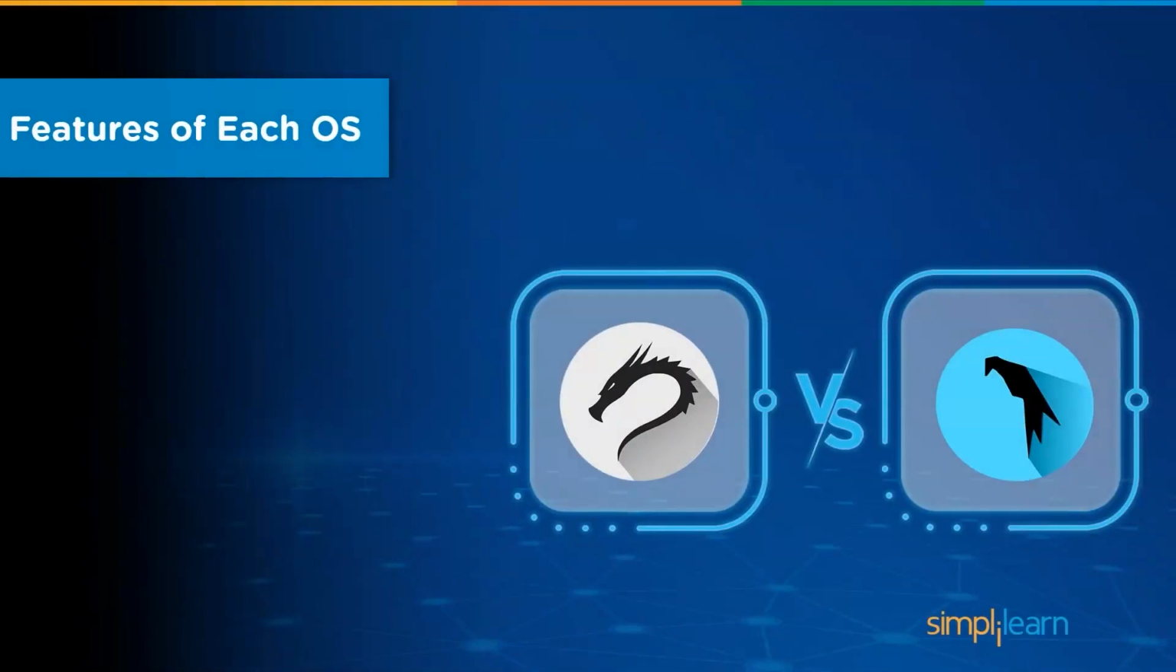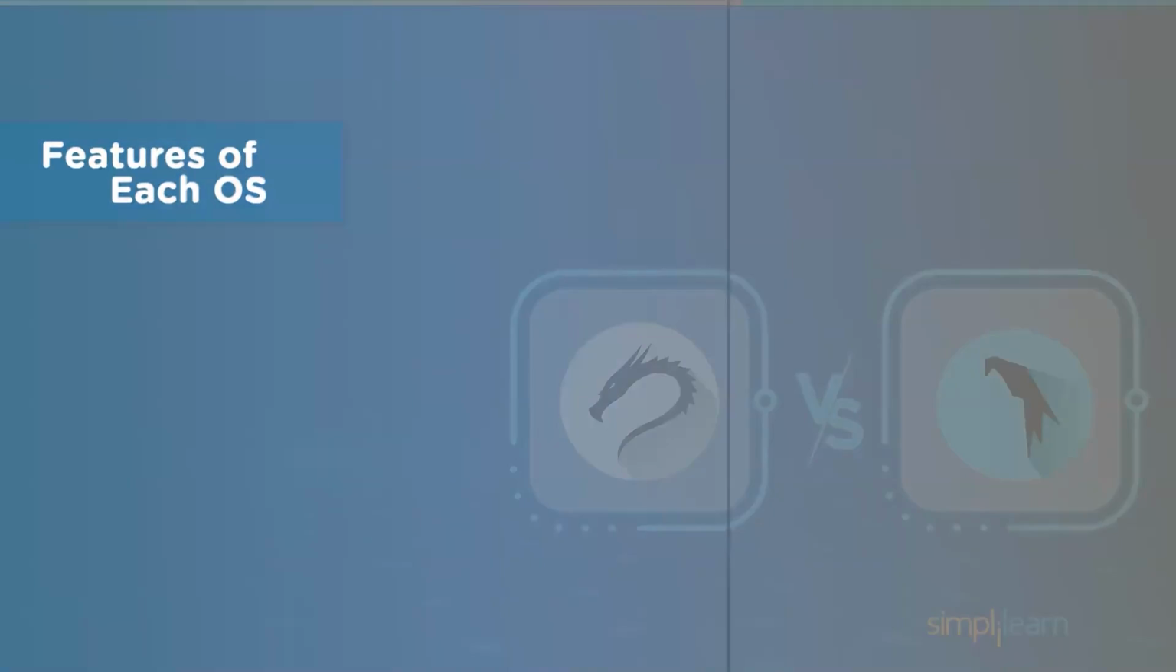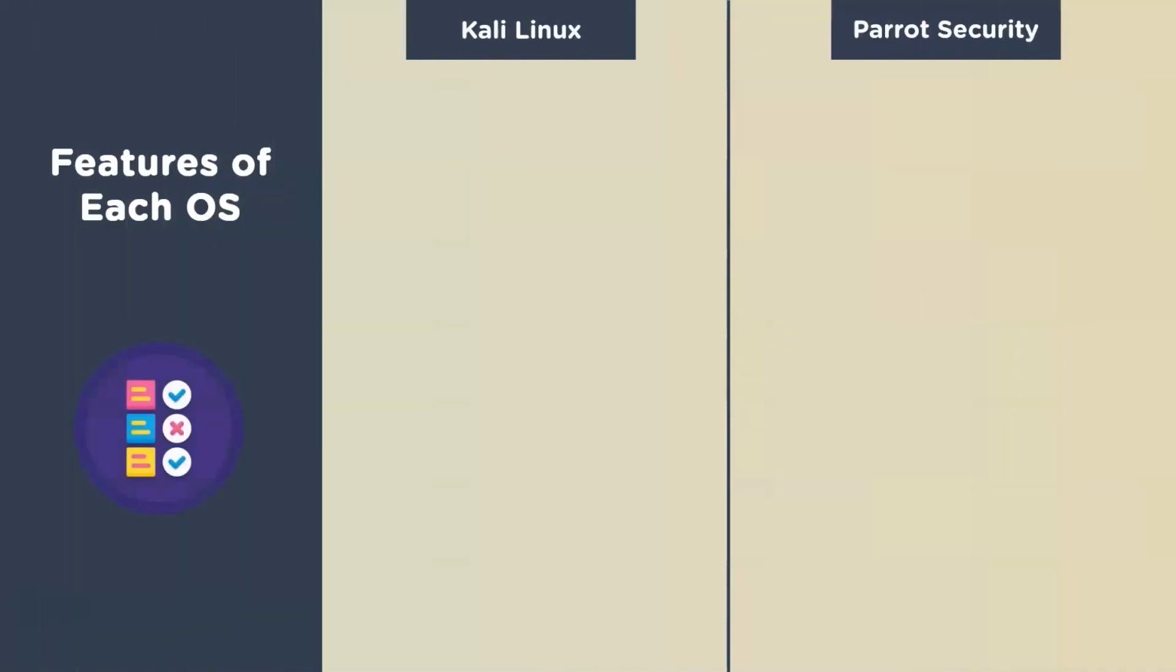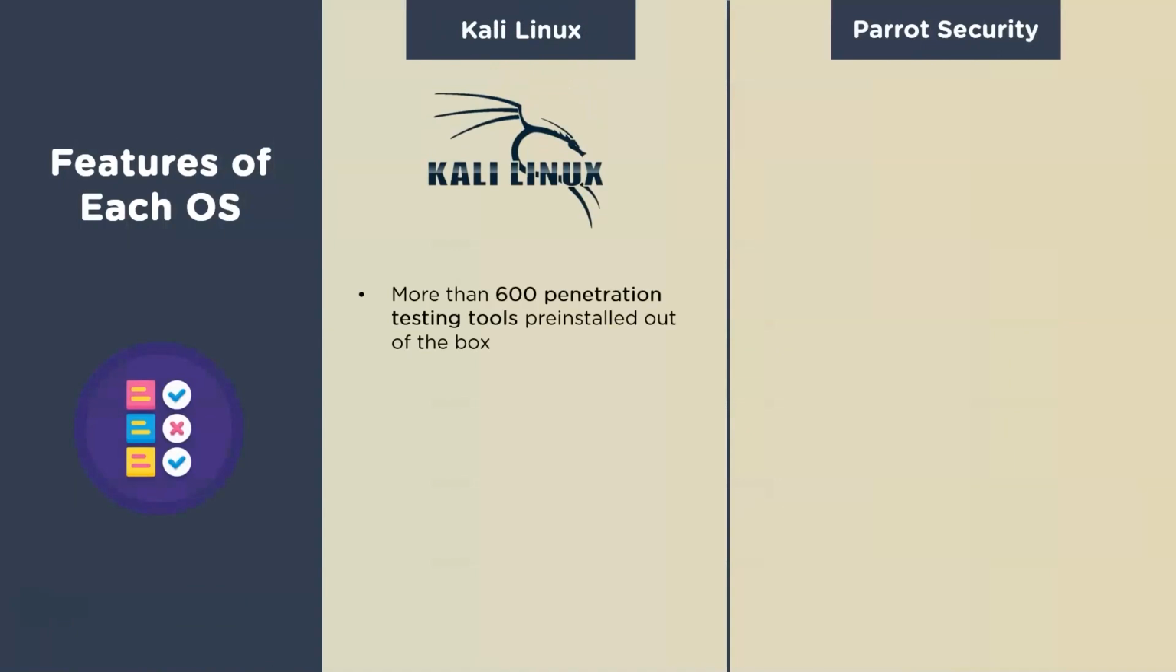With a basic introduction to the operating systems out of the way, let us take a look at the unique features of both Kali Linux and Parrot Security OS. The latest version of Kali Linux comes with more than 600 penetration tools pre-installed. After reviewing every tool included in Backtrack, developers have eliminated a significant number of tools that either simply did not work or duplicated other tools that provided the same or similar functionality.